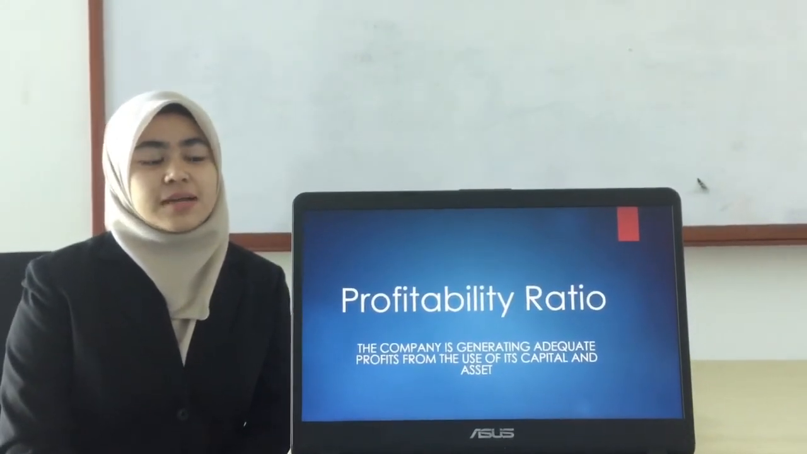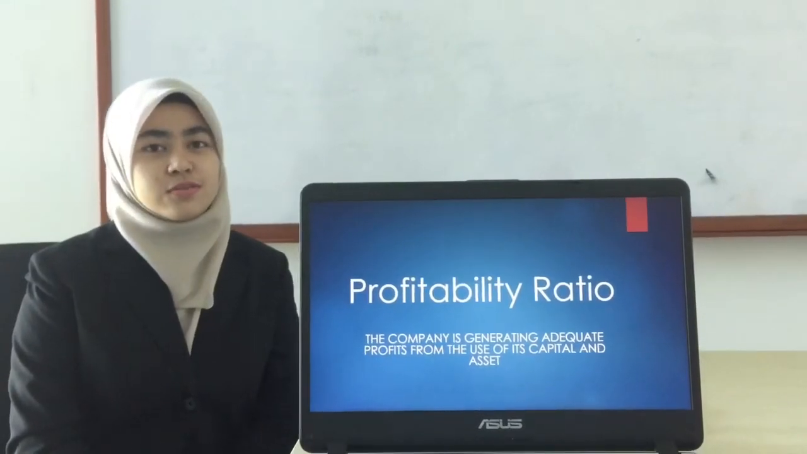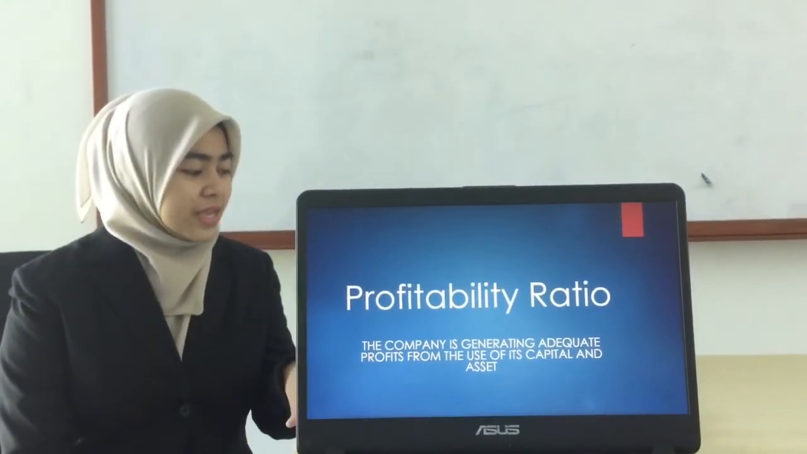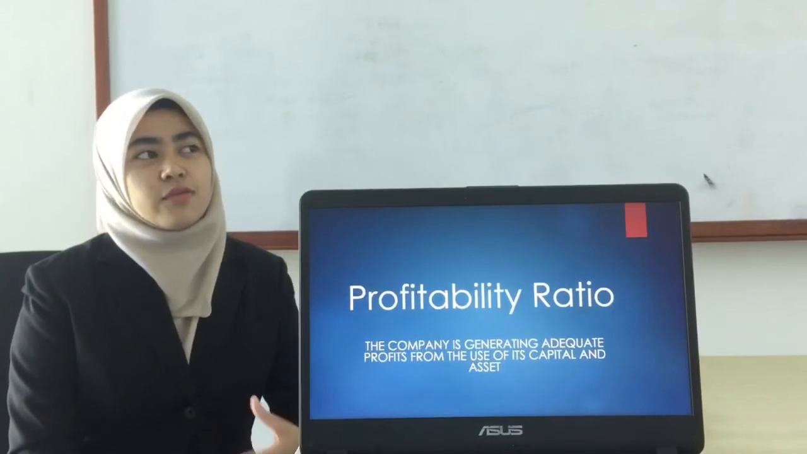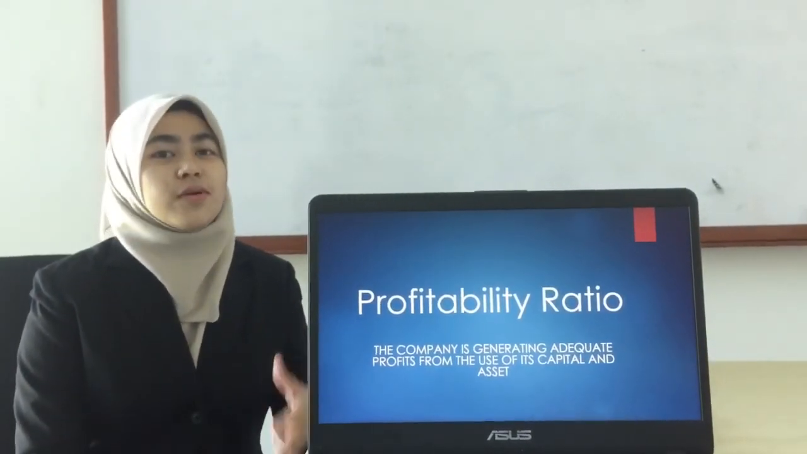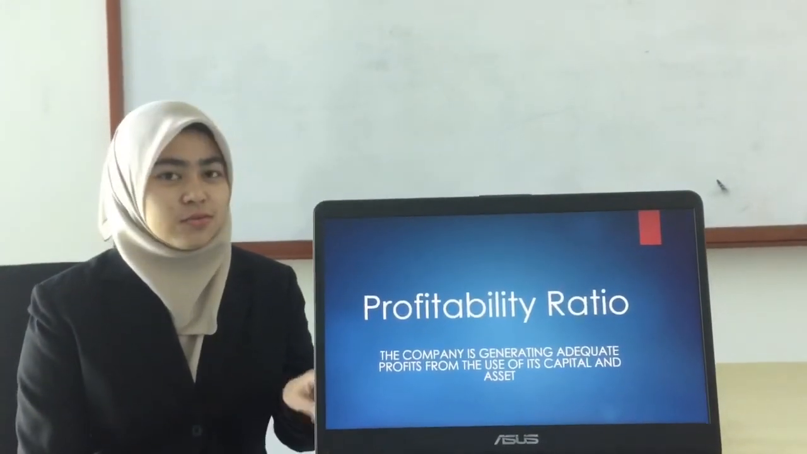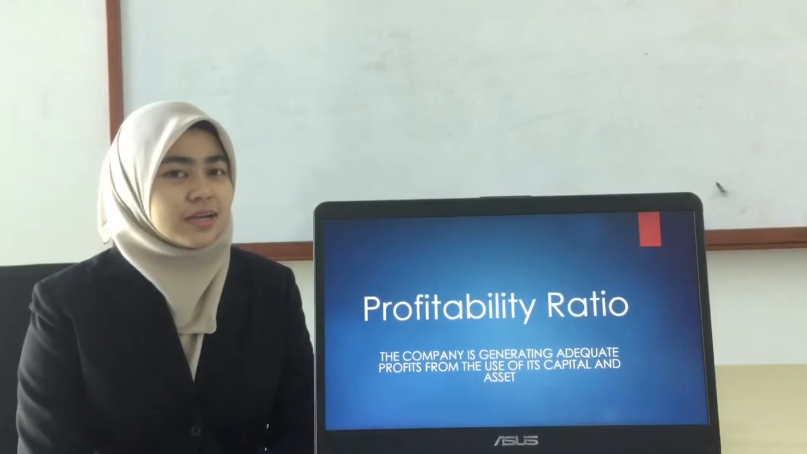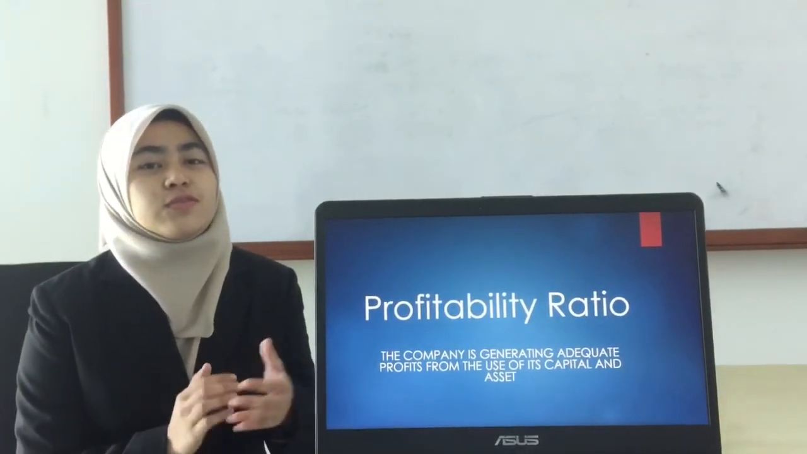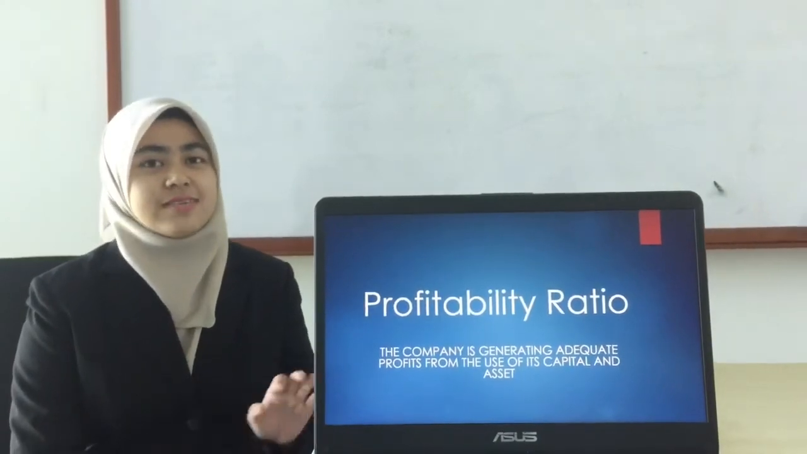The last ratio is the profitability ratio. It means that the company can generate adequate profit from the use of its capital and assets. It tells the company that for every revenue earned, after deducting the costs incurred, the company has the ability to sustain its growth. It also helps to determine the profit to shareholders, and the company's overall efficiency.